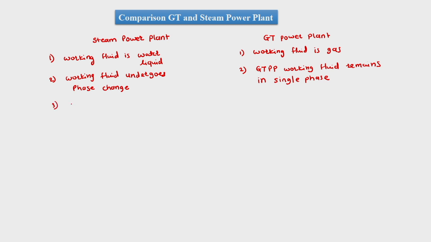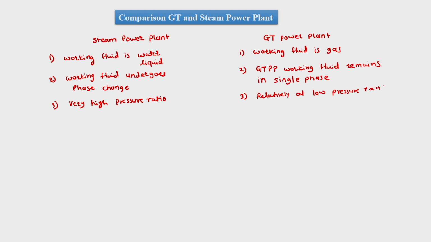Steam power plant works at a very high pressure ratio, and the gas turbine power plant works relatively at low pressure ratios.